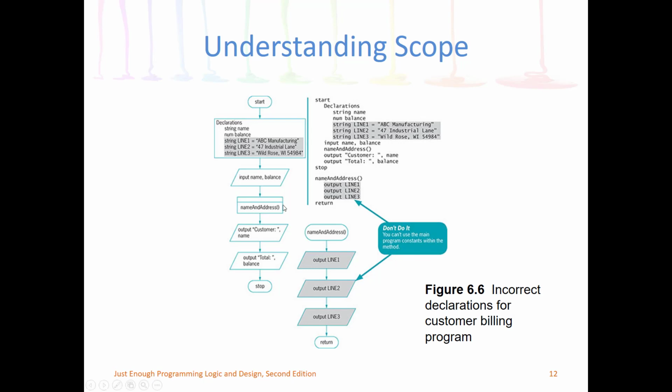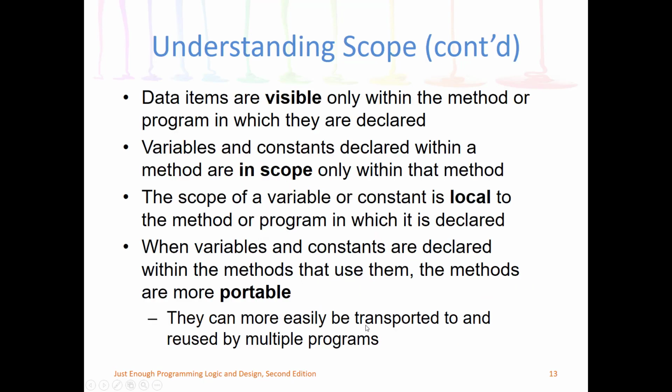Okay, so here's name and address. That's a method call. They've got some constants here. What you would really do is you would pass these constants in as arguments into this argument list. Then it would have access to them locally, but they would be copies of these, right? So it runs this output line 1, 2. So this is correct. You should not do this.